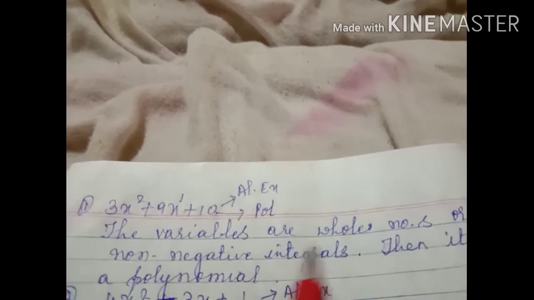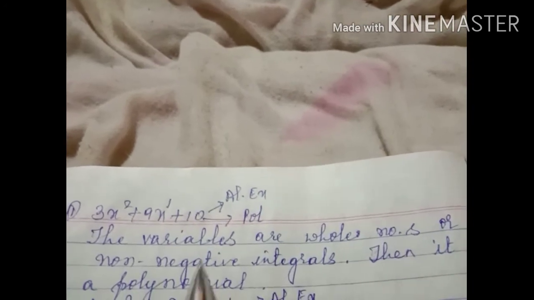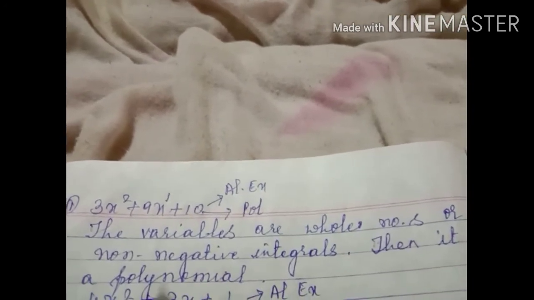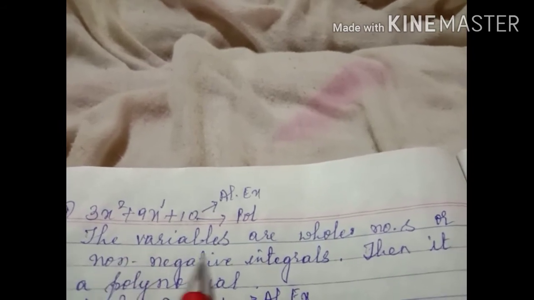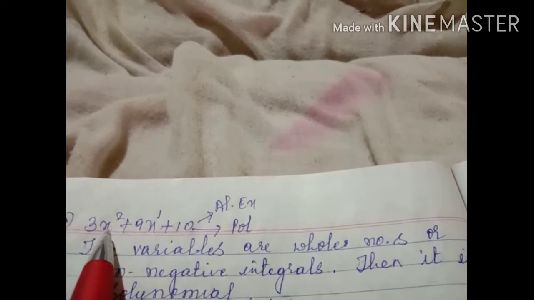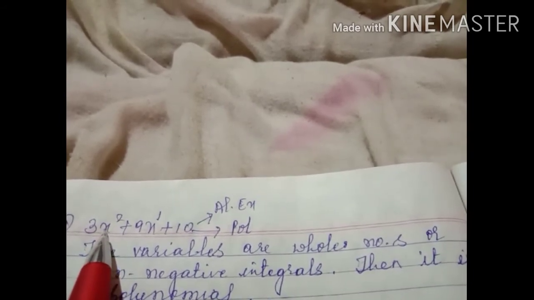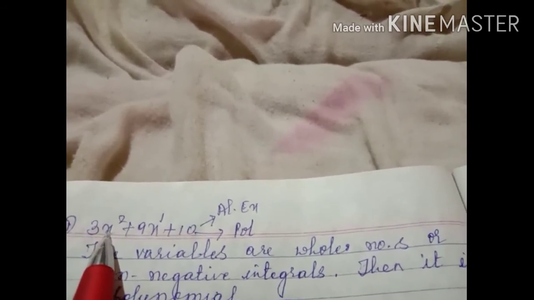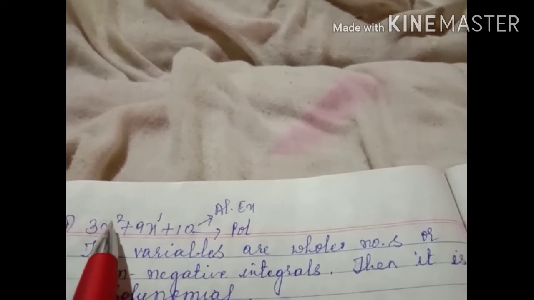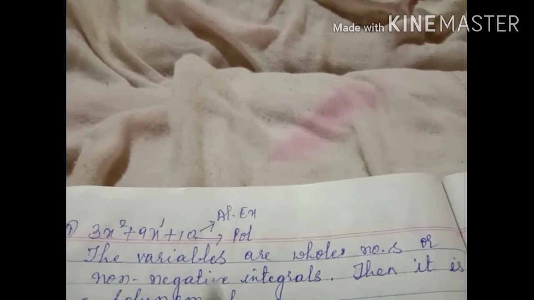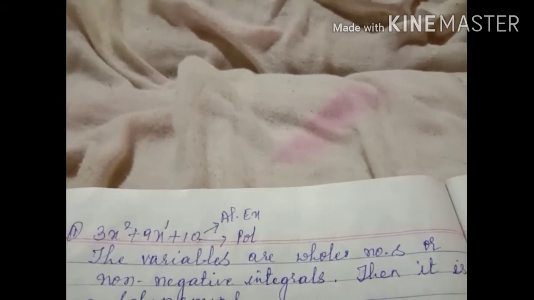So how is it different from algebraic expressions? If the powers of the variables are whole numbers or non-negative integers, then it is a polynomial. The variable here is x, correct? The powers of x should be whole numbers or non-negative integers. Then it is a polynomial.